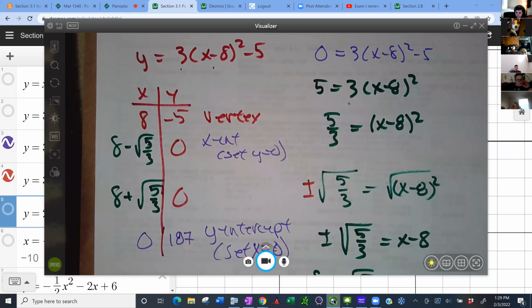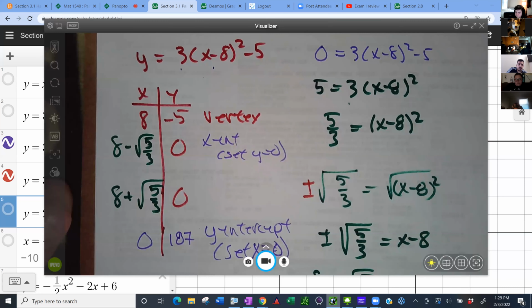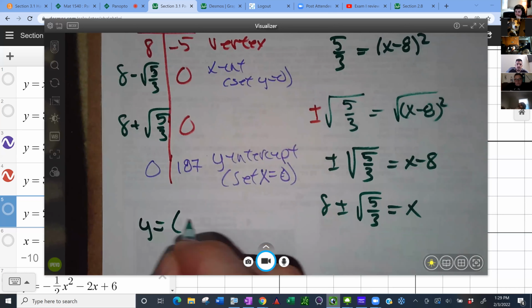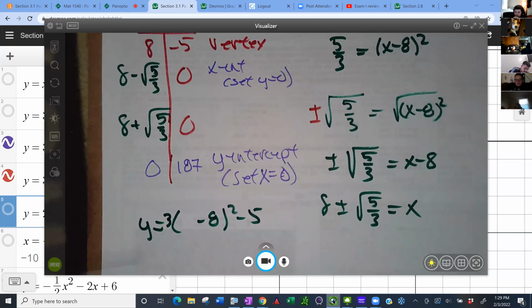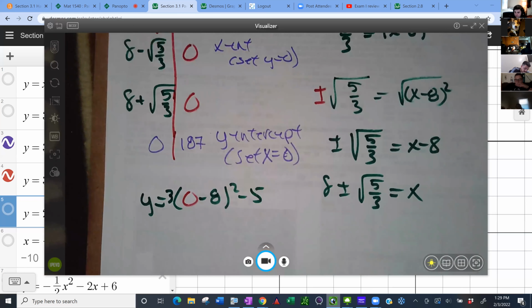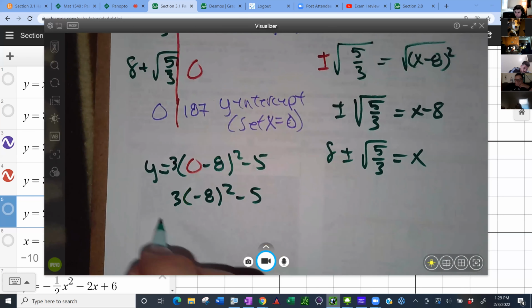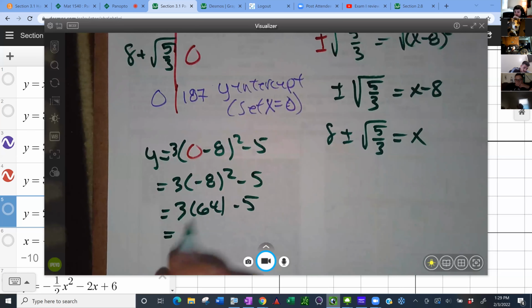We should double check that because I was never very good at math. So let's see here. Can you do it again? Sure. If you plug in a 0, y equals 3 times 0 minus 8 squared minus 5. That's going to be 3 times -8 squared minus 5, or 3 times 64 minus 5, which is 192 minus 5, which is 187.